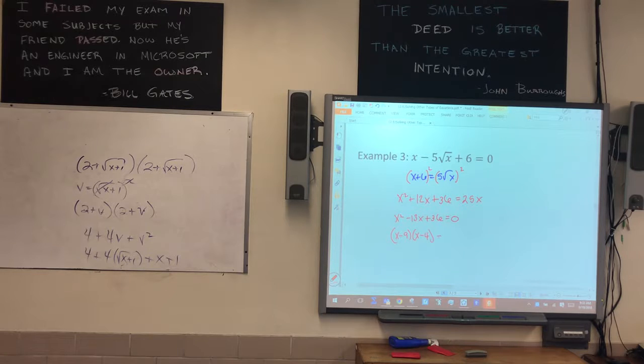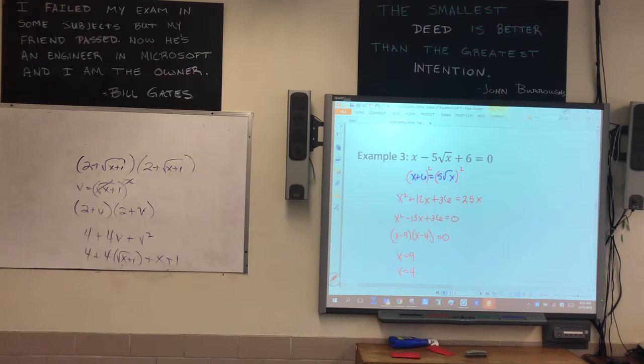And hopefully you're seeing 9, 4, right? Negative 9, negative 4 gives me 36, the product. We name 13 as the sum. So we get x to be 9, we get x to be 4, right? Is everybody okay with that? I know that's fast, but I think we've been doing enough factoring where we can get that.